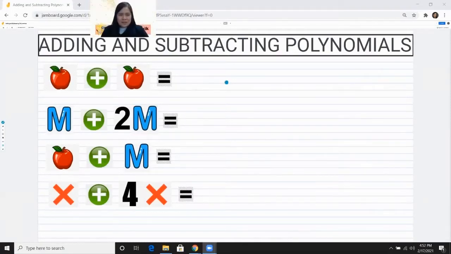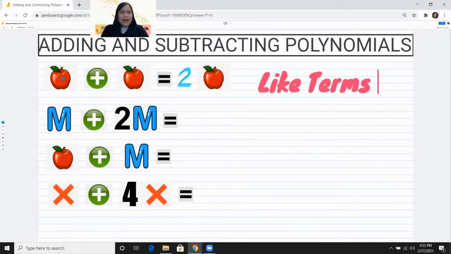So don't get overwhelmed. Let's start with the base. For example, we have one apple plus one apple. How many apples do you have? You are right. We will have two apples. So in algebra, letters, or what we call variables, represent a value of a thing or a number. If we replace this one by x, we have an x plus another x. How many x? You're right, we will have 2x.